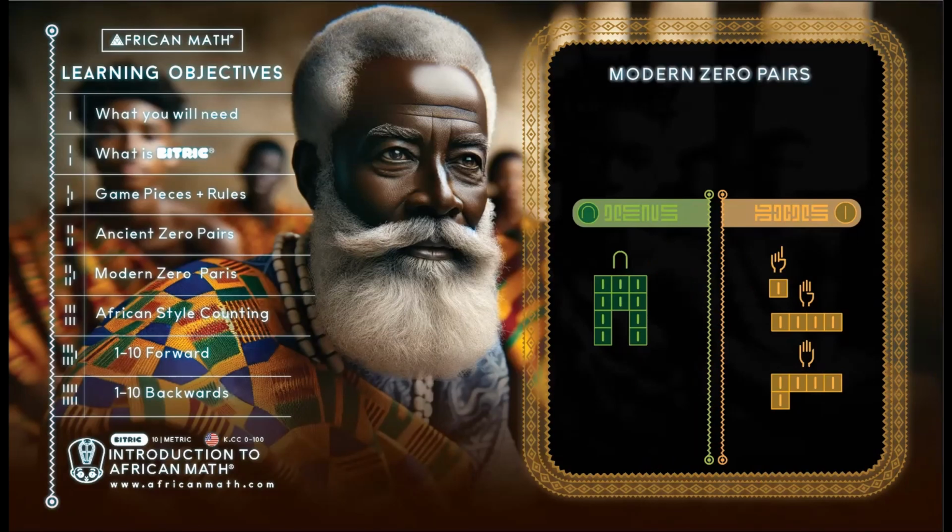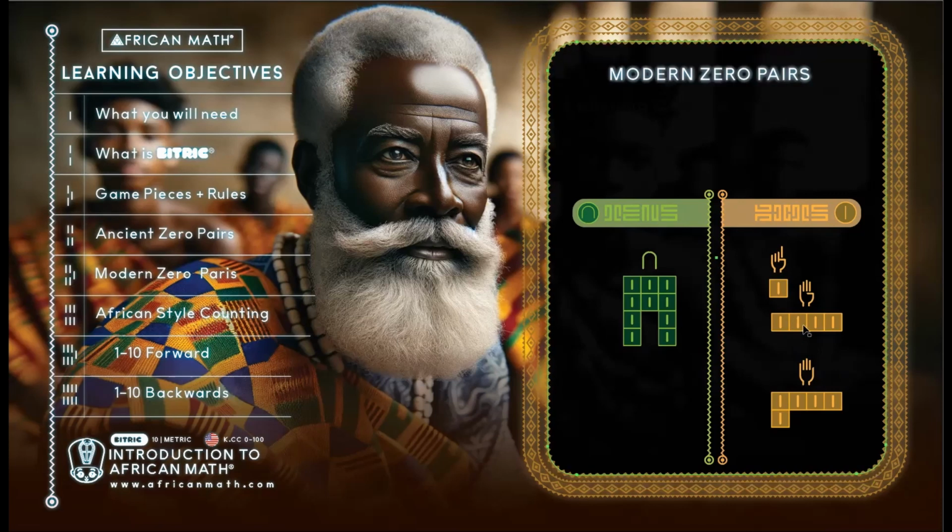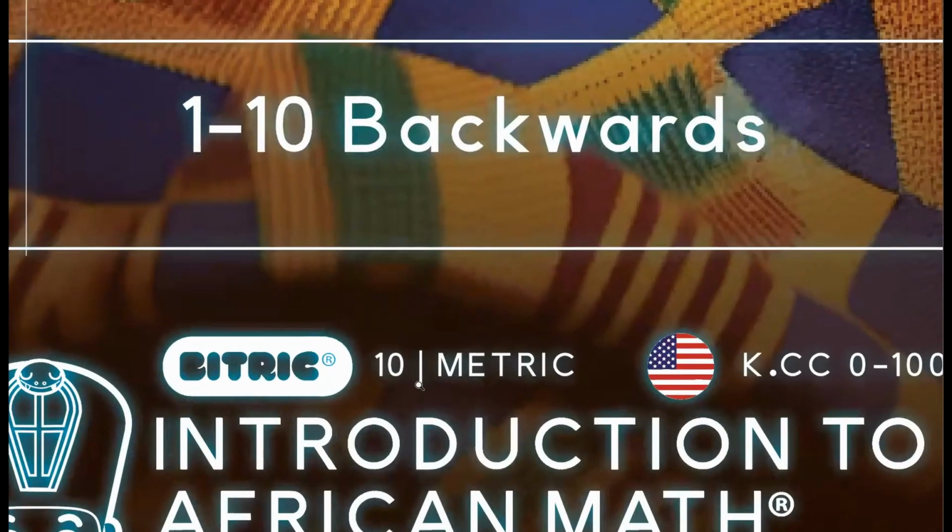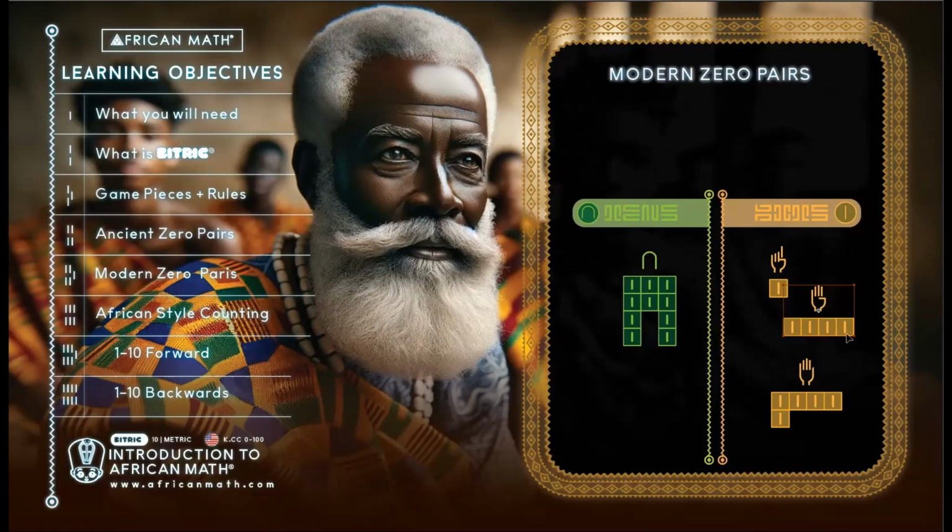Okay, so we're going to start by using the ancient African house of 10 as our toy in the notation system. This is a BITRIC 10 system. So you see right here, the palm is very important when it comes to BITRIC 4, 8, 12, and 16 games. But since we're doing BITRIC 10, which is the same as the metric system, we'll just put the palm to the side for now because it's not really needed for this game.